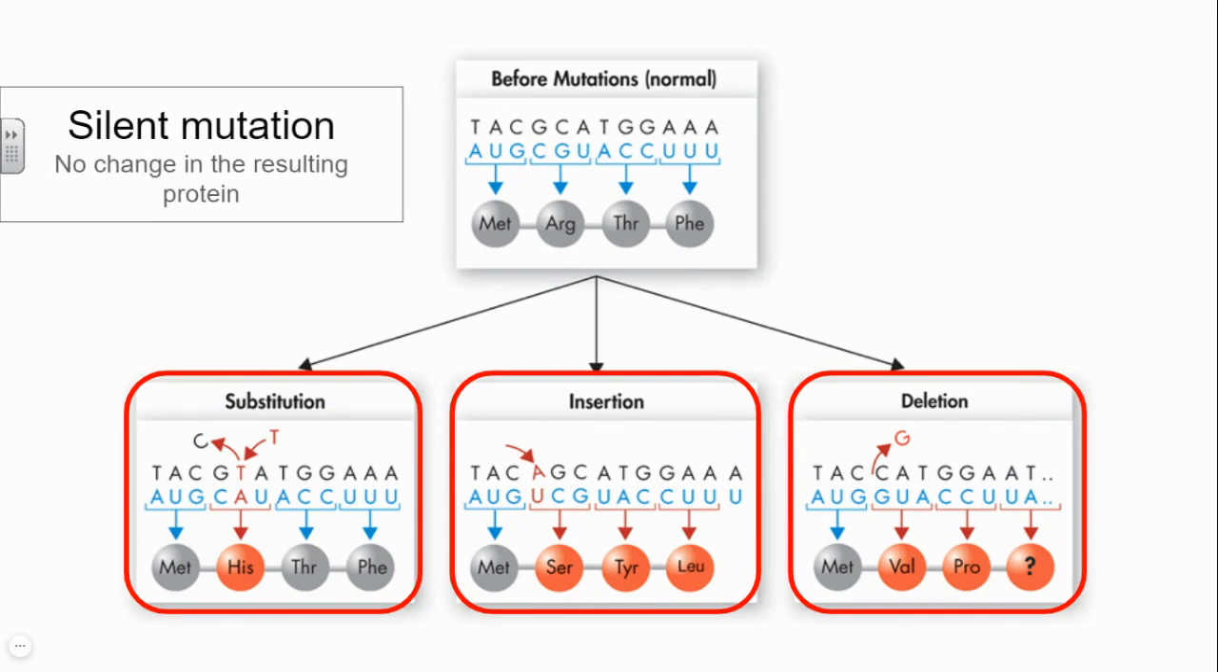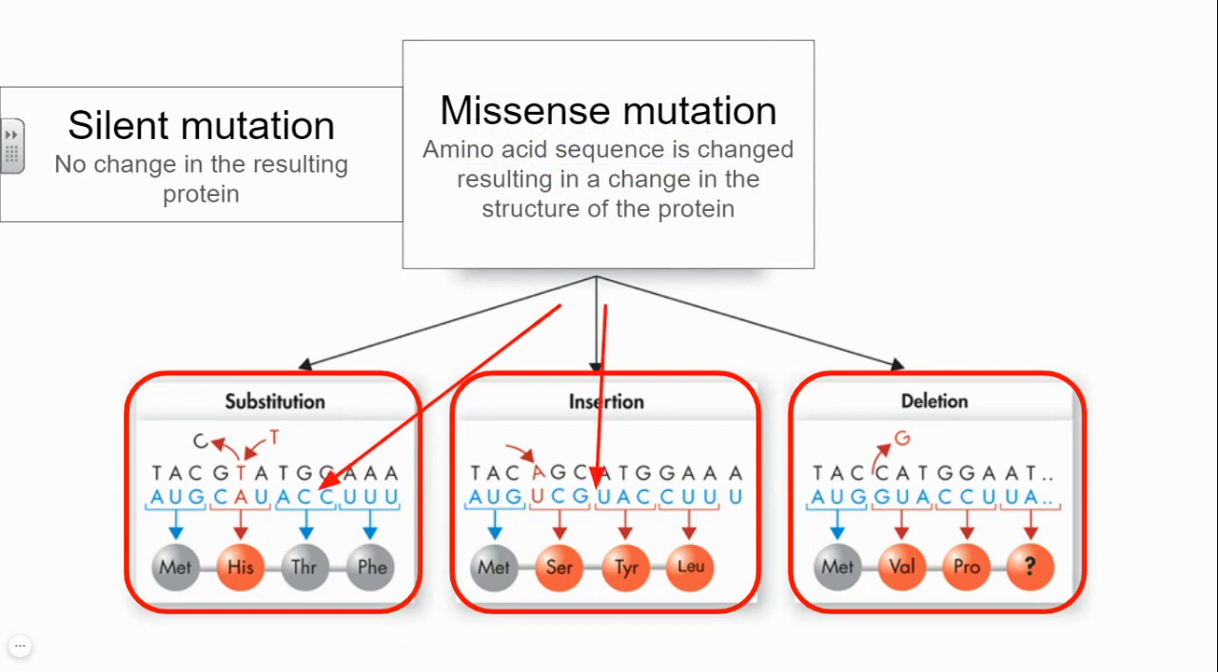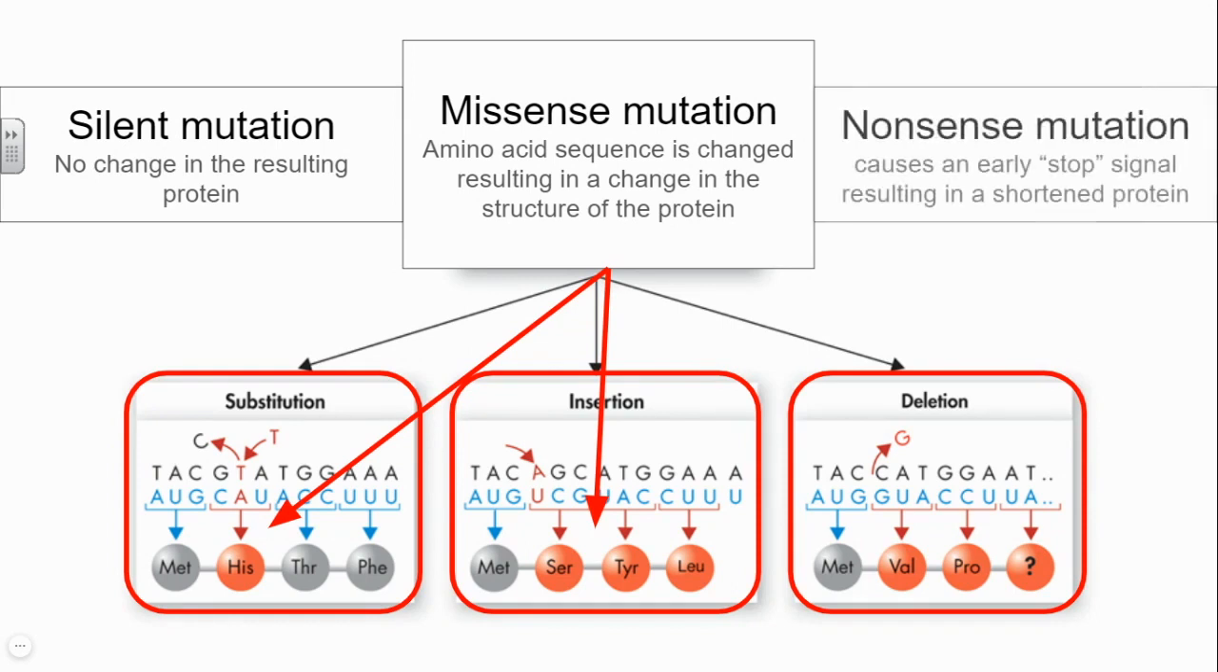These types of mutations can result in a silent mutation, as we saw earlier, where there's no change in the resulting protein, a missense mutation, where the amino acid sequence is changed, resulting in a change in the structure of the protein. And when the structure of a protein changes, remember that that changes the function of that protein as well. Or a nonsense mutation, causing an early stop signal that results in a shortened protein.